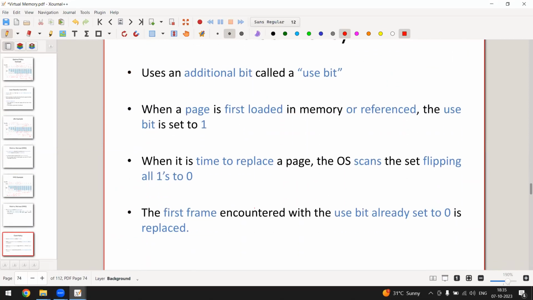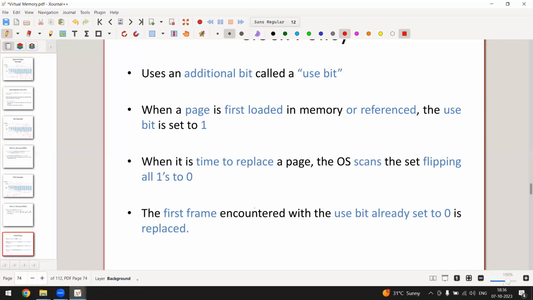What is clock policy? Clock policy, as mentioned here, uses one additional bit called the use bit. When the page is loaded in memory for the first time, or it is referenced subsequent times, then the use bit is set to 1. It's kind of an indication that a particular page is active, whether it is loaded for the first time or some process has already accessed it. So it is a use bit in that sense.